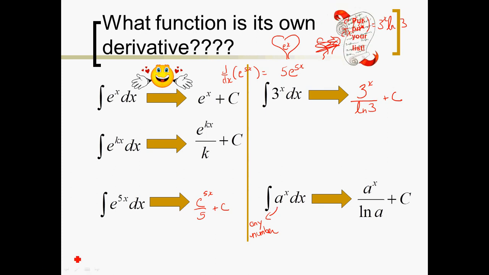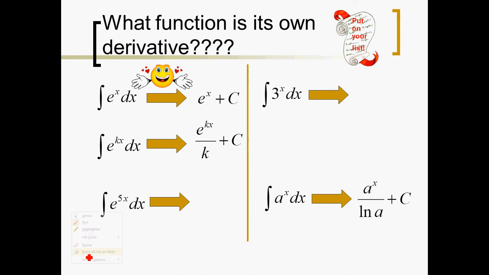Both of those need to go on your list: your e to the x rule and your e to the kx rule. This needs to go on your list, and yes, this is true for a to the kx, which would be a to the kx over k ln a. But of course, what could they do? Couldn't they make this a to the kx over ln a raised to the k? So AP will test your log properties. This is where they'll do it.